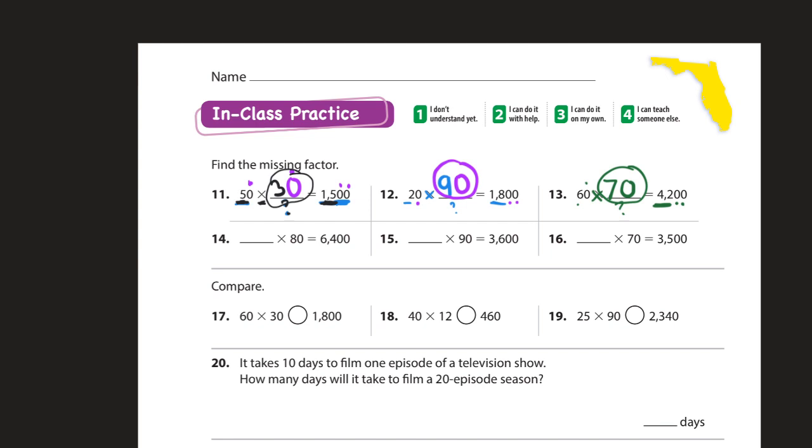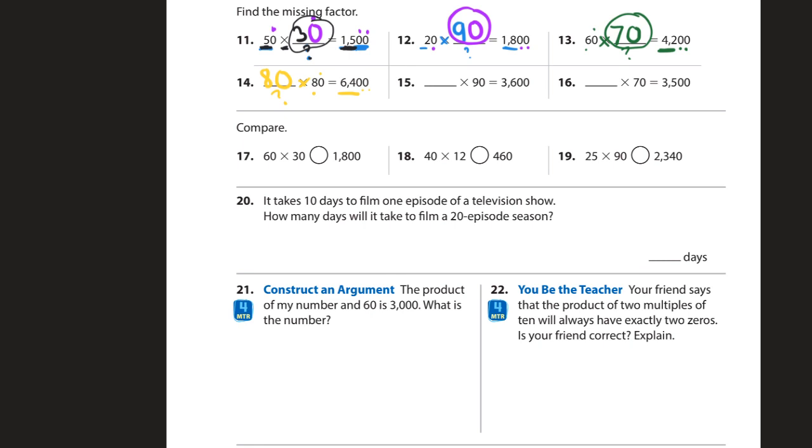14 through 16 is exactly the same, except that you ask the question differently. You say what number times, for example, what number times 8 equals 64? Well, I know that 8 times 8 equals 64. But am I done? I have 2 zeros here in my product, so my factors have to have a total of 2 zeros. I have 1 zero, and now I have 2. My answer is 80.